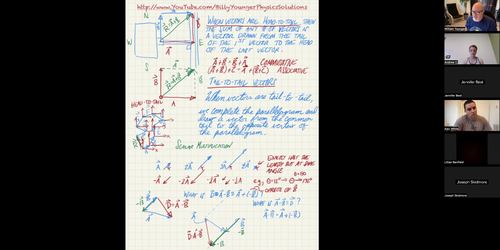So that's how you add them graphically, or in this case, subtract them graphically when they're initially head to tail. So notice head to tail was easy when we added, and tail to tail was a pain because we had to complete the parallelogram when we added. When we're doing subtraction, tail to tail is easy because I don't have to complete the parallelogram, but head to tail is a pain in the butt when I'm subtracting because I do have to.